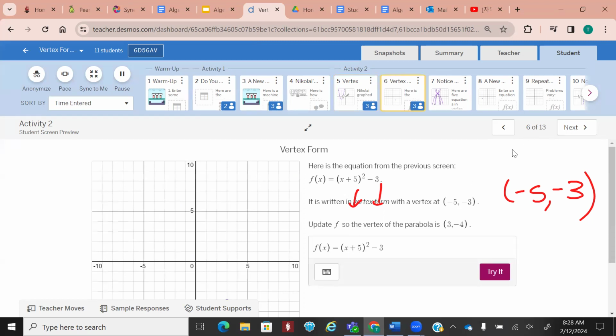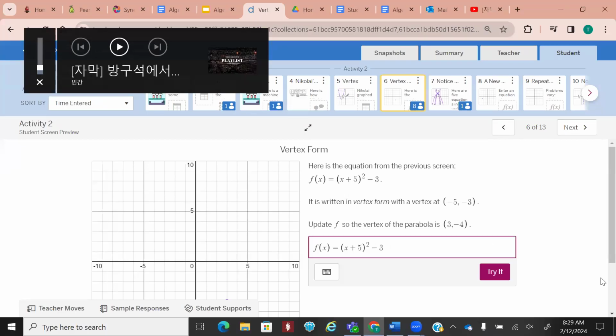So change this equation so that it has a vertex of 3, negative 4. Take a second, try that one. All right, so how would we write this? Well, this would be (x minus 3) squared minus 4.